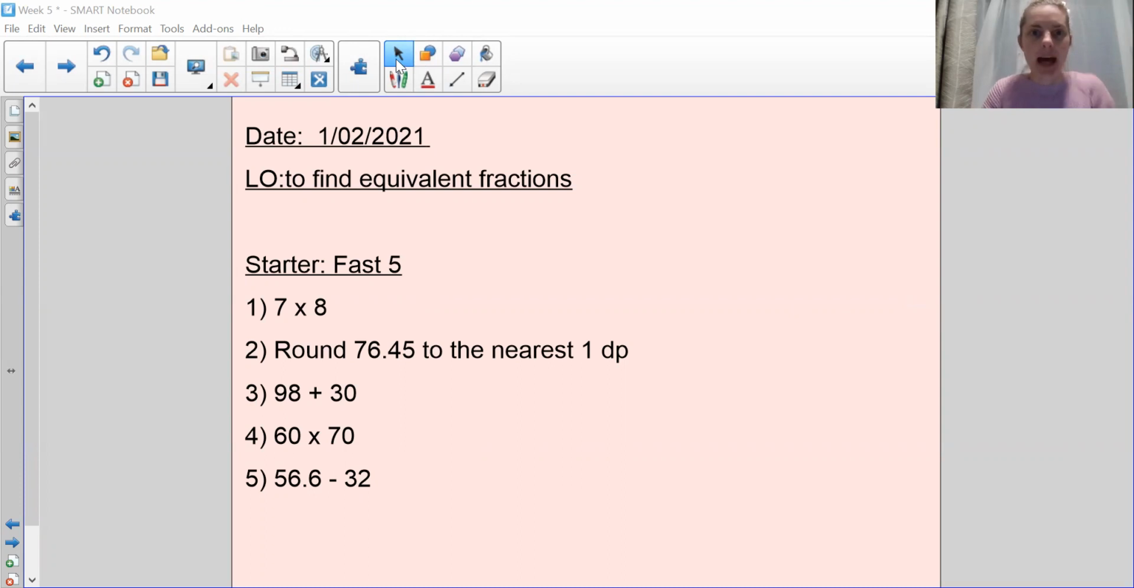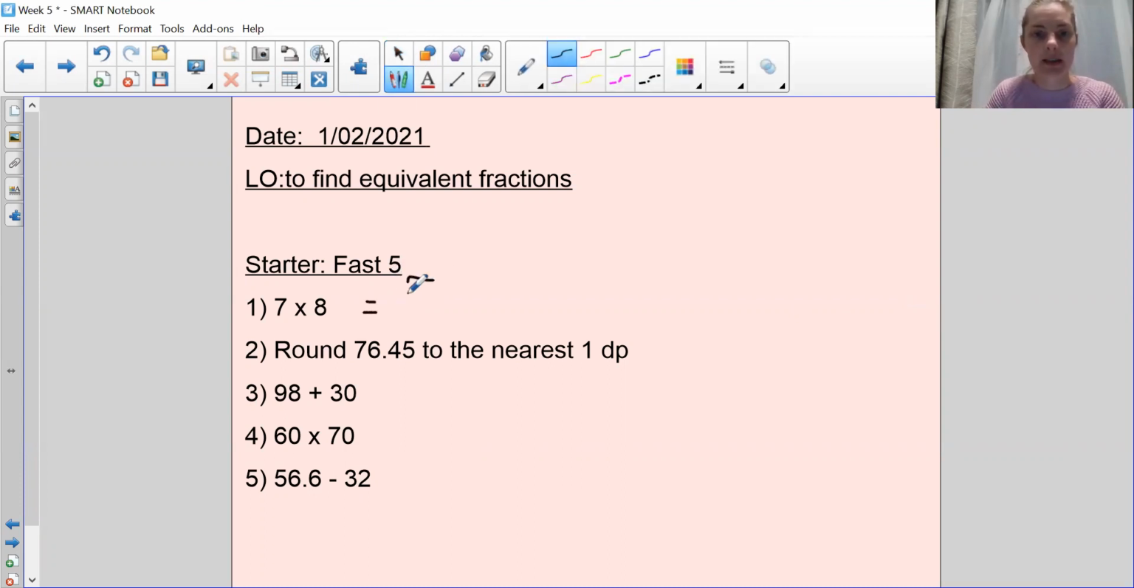Right, let's go. First one, nice and easy. 7 times 8 is 56. And how I remember it's 56, because sometimes we get a little bit confused about this one, is I remember 5, 6, 7, 8. Right, the next one is rounding to 1 decimal place.